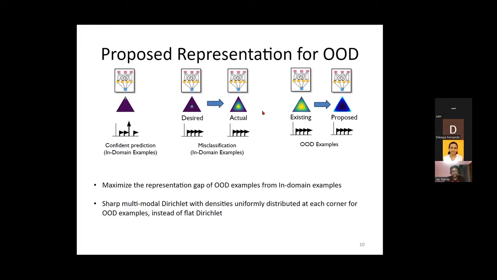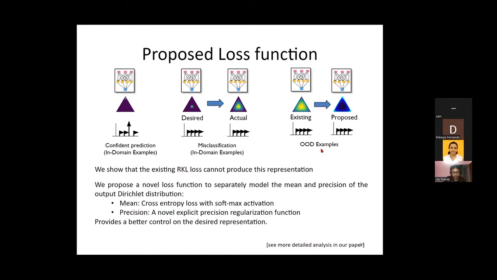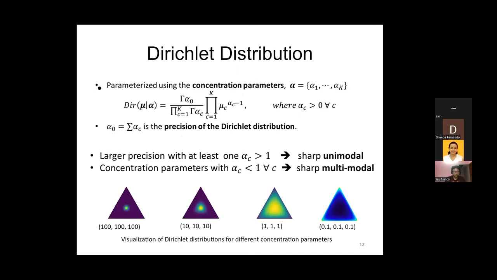Basically, it maximizes the representation gap from confident prediction. We are going to get a flatter representation for misclassified examples. Then we are going to get a sharp multimodal representation for OOD examples. I'll come to all these things in a bit.